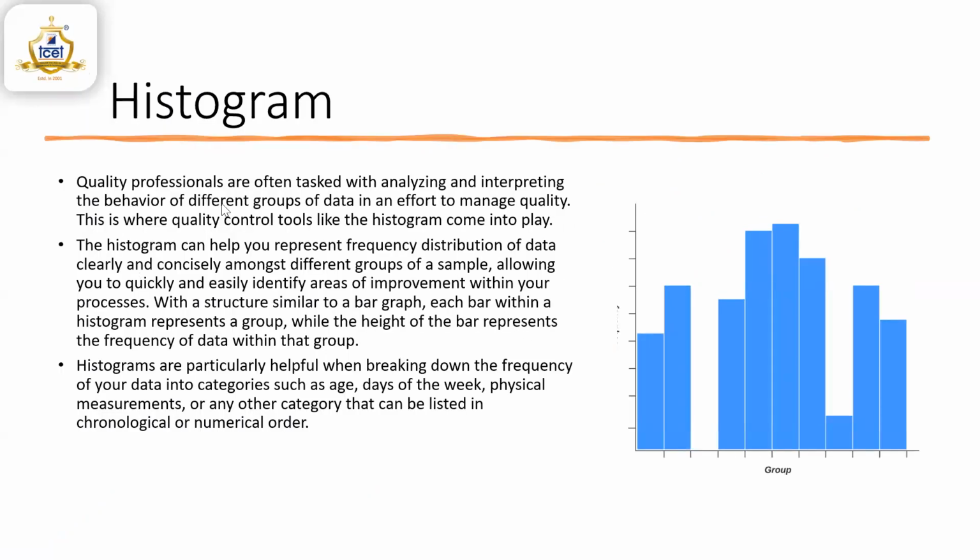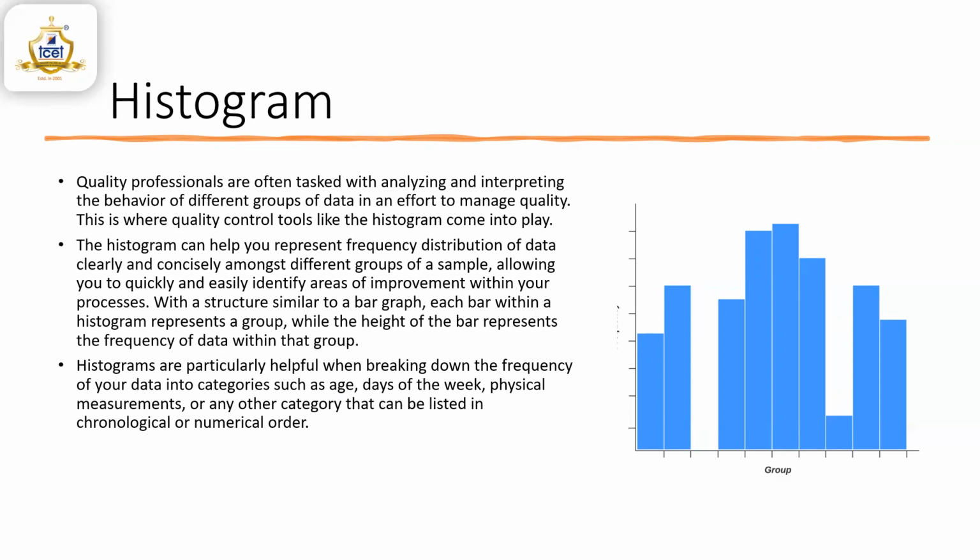Histogram. Quality professionals are often tasked with analyzing and interpreting the behavior of different groups of data in an effort to manage quality. This is where quality control tools like the histogram come into play. The histogram can help you represent the frequency distribution of data clearly and concisely among different groups of a sample, allowing you to quickly and easily identify the areas of improvement within your processes.